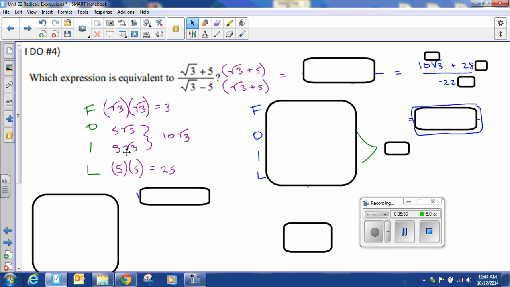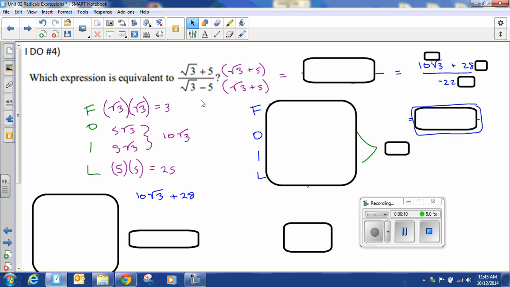So here we FOIL the numerator. Radical 3 times radical 3 is 3. 5 times radical 3 is 5 radical 3. Outer terms, also 5 times radical 3 is 5 radical 3. When you combine like terms, you are only adding the coefficients. 5 plus 5 is 10. Keep the radical 3 the same. And the last terms, 5 times 5 is 25. Putting all this together, we end up with 10 radical 3 plus 28.